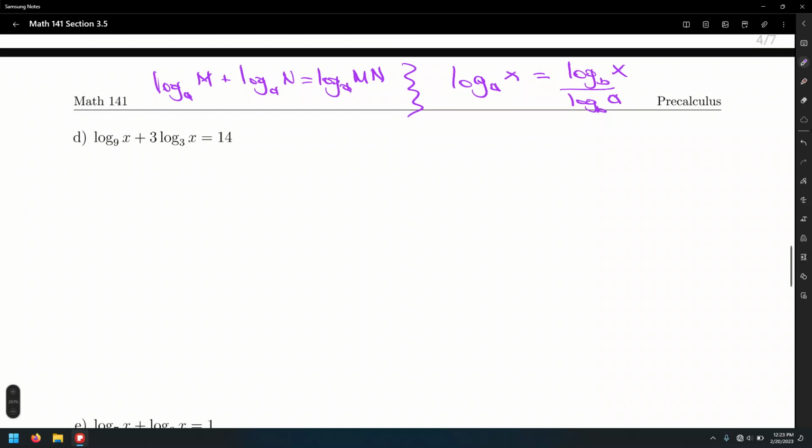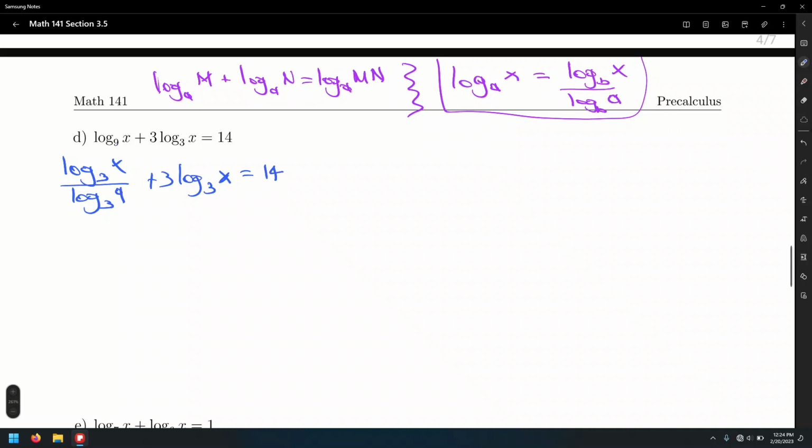All right, so let's go about using that change of base formula and write this as log base 3 of x over log base 3 of 9. So essentially we introduce a new base and write a quotient involving these two quantities, the argument and the old base. And that plus 3 times log base 3 of x equals 14. So it looks like we're getting somewhere.